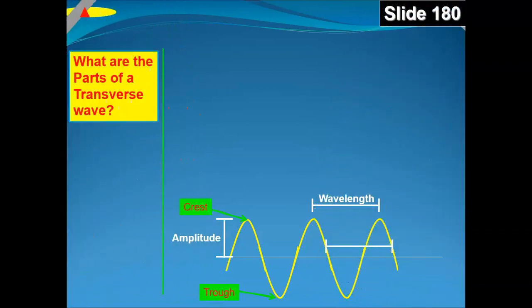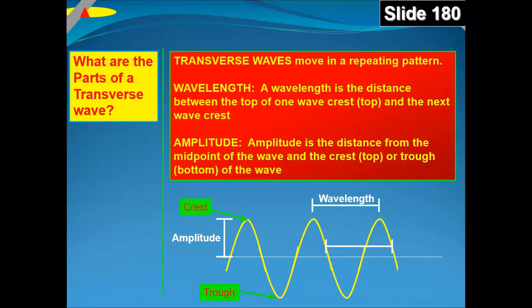So what are the parts of a transverse wave? Transverse waves move in a repeating pattern. You can think of it as an up and down, like a roller coaster, and they go across a central line that you see, that horizontal line. The word trans means across. So they go across that center line, up and down, up and down.